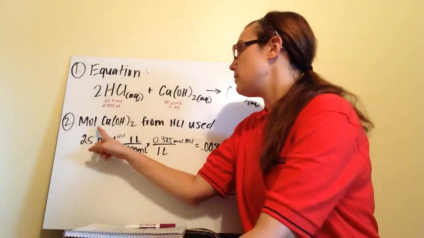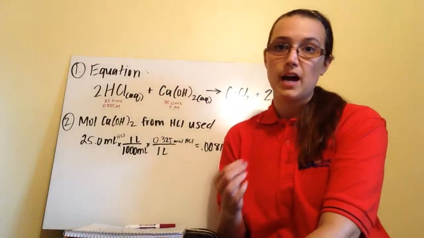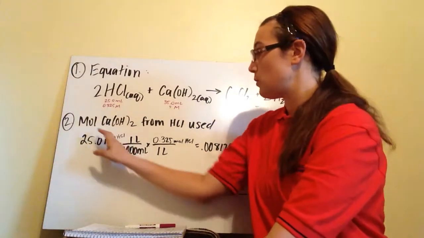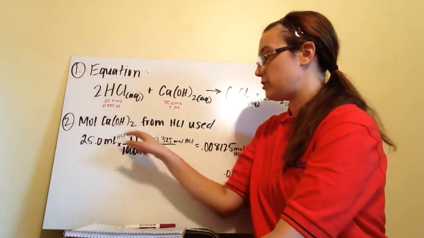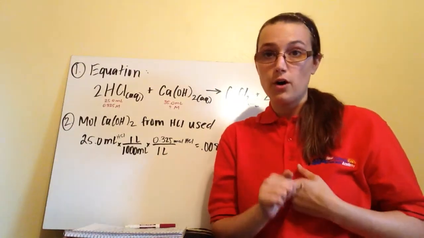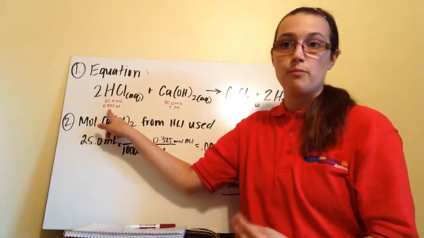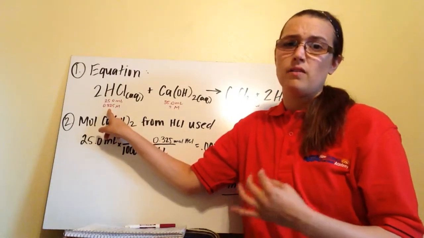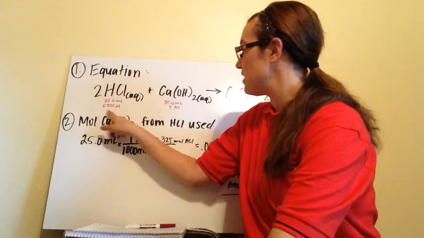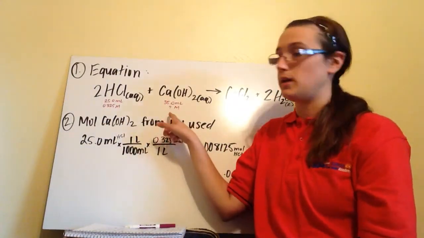The second step is to find the moles of calcium hydroxide from the hydrochloric acid that was used. So we know that we need to find moles of calcium hydroxide. Now in this case we're going to use stoichiometry. They give us volume of hydrochloric acid and they give us concentration. I wrote both of those values underneath the balanced equation just to help us out. I also wrote any information about the calcium hydroxide that might be useful.